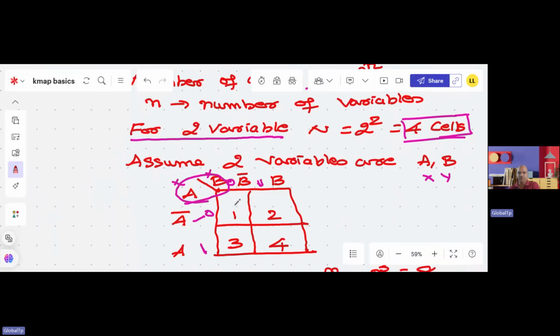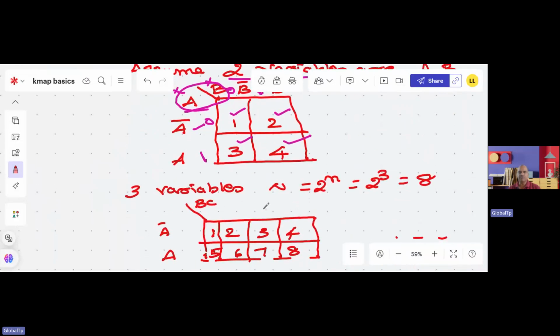Now, how many cells if you count? 1, 2, 3, 4. So for a two variable Karnaugh map, how many cells are we using? 4 cells. Similarly, if 3 variables are used, that is A, B, C, then I need to write A here and BC in the top corner. Then we follow the same thing. How many cells if you count? I have to form 8 cells. That is 2 rows and 4 columns: 1, 2, 3, 4, 5, 6, 7, 8. This is the 3 variable Karnaugh map structure.